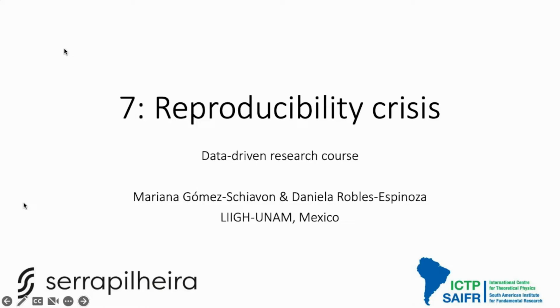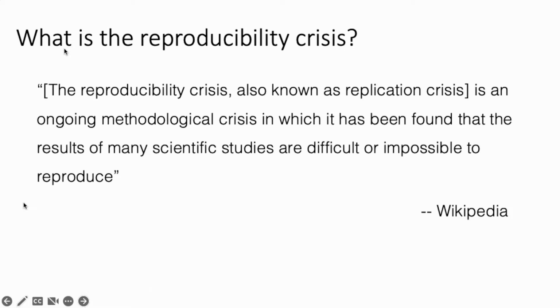Okay, so yeah, today's class is going to be interesting. Today we're going to talk about the so-called reproducibility crisis in science in general, but specifically in the biomedical sciences. First, how do people define the reproducibility crisis? It is an ongoing methodological crisis in which it has been found that the results of many scientific studies are impossible or difficult to reproduce. So this is the definition. This is very clear, right?